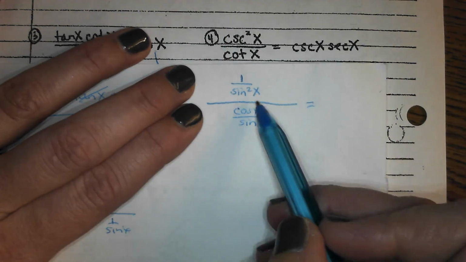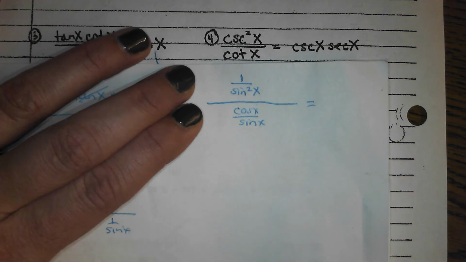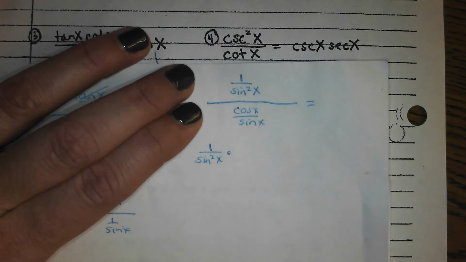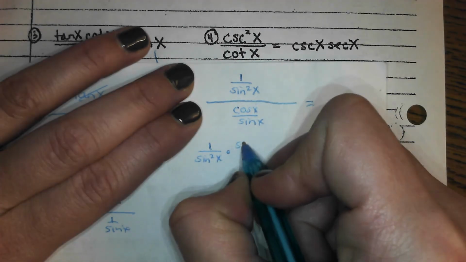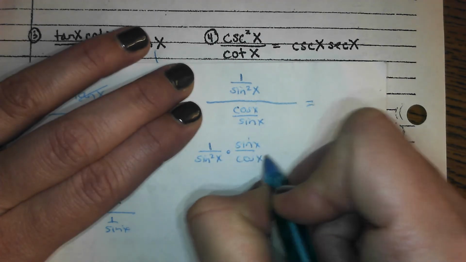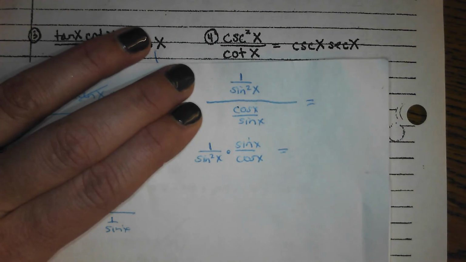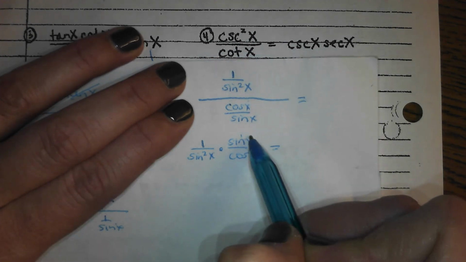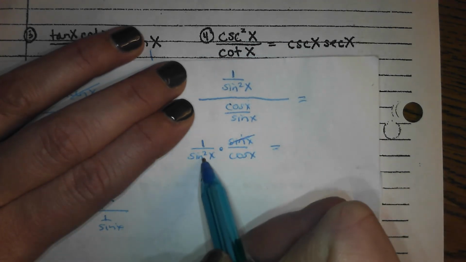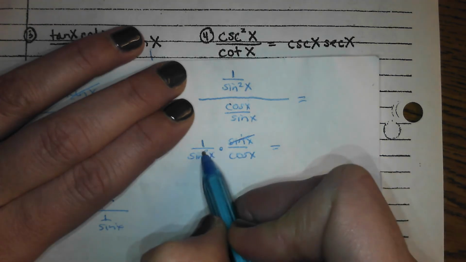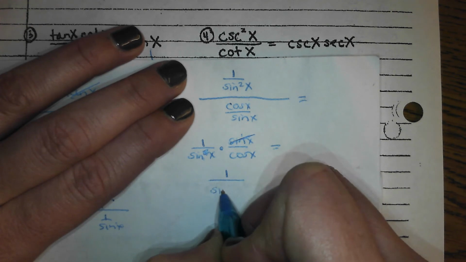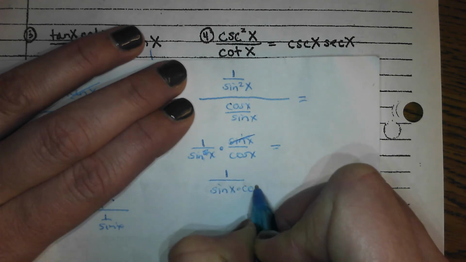And how do you take a fraction and divide by a fraction? Keep, change, flip. So keep, change, and flip cosine over sine, now 2 sine over cosine. What cancels? Not fully, but this sine fully cancels with one of the two of those, right? Leaving just a plain sine x on the denominator. So it's 1 over sine x times cosine x.